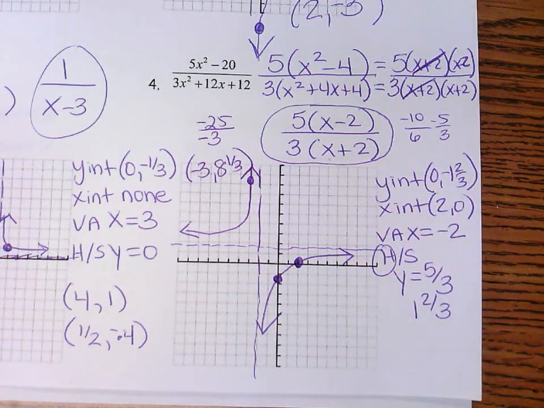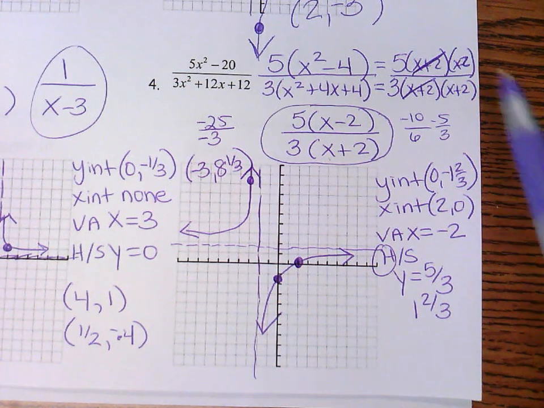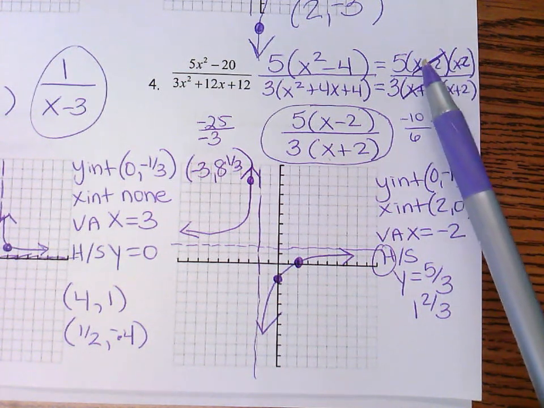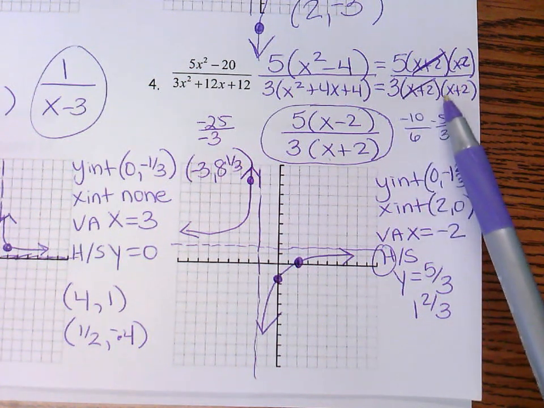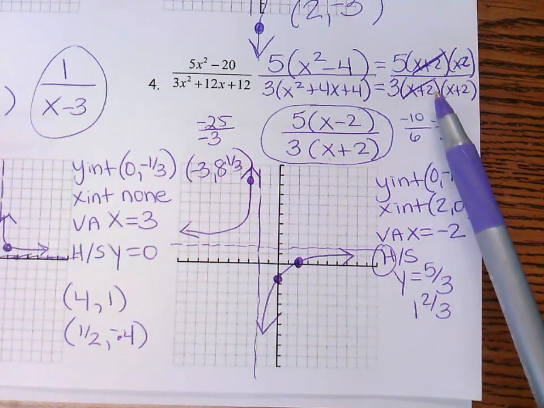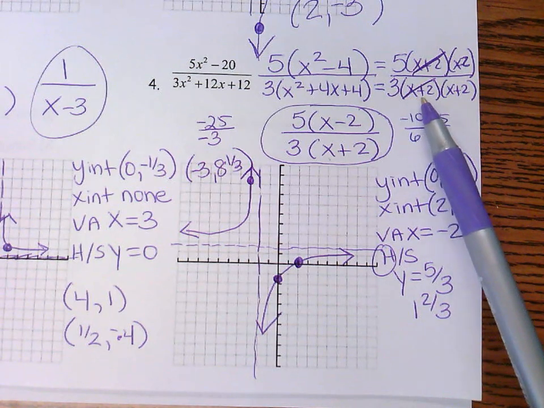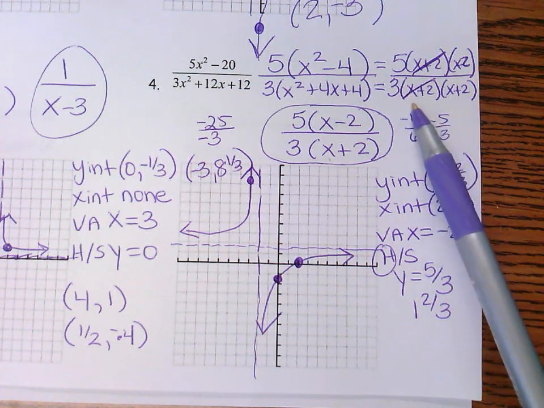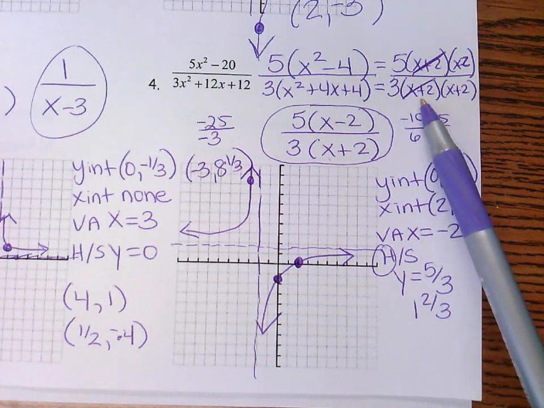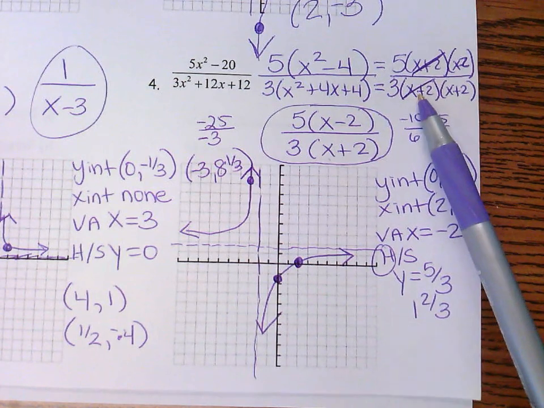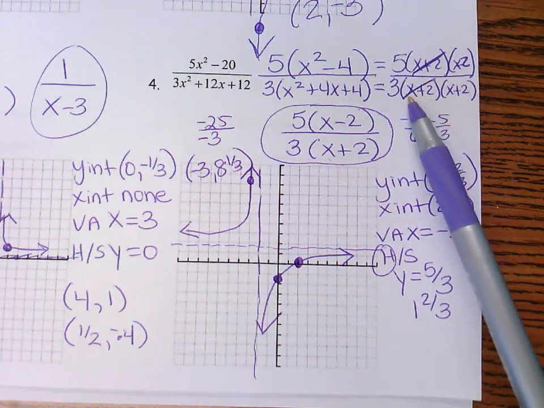Does this function have a hole? So I canceled this factor up here, x plus 2 over x plus 2. Where was that function undefined? Where would my hole be? What would have made that 0? -2. Does this function have a hole at -2?